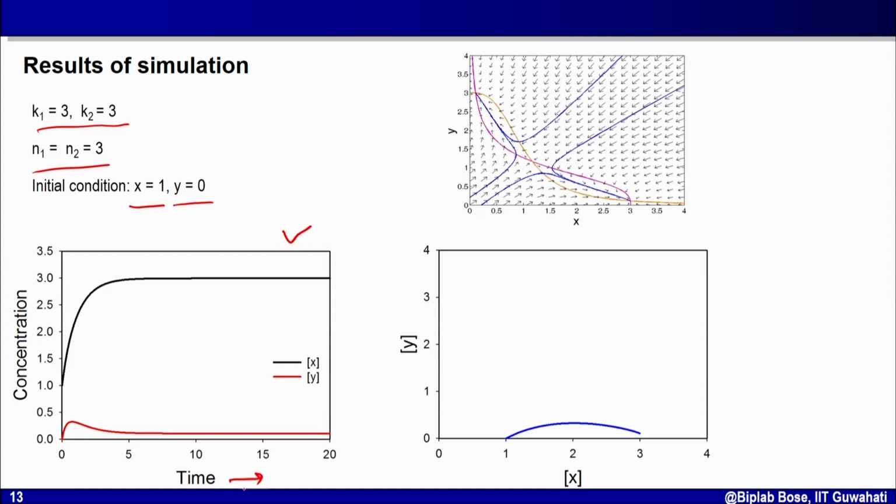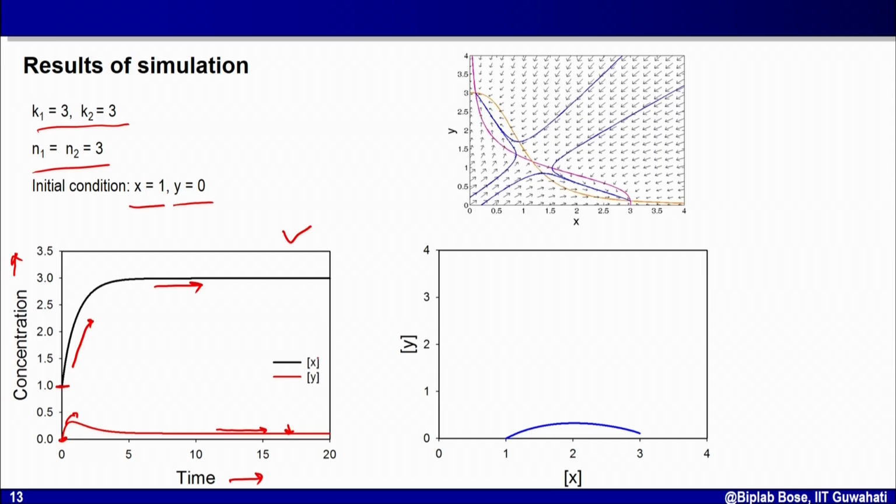So I have time on this axis and concentration of the proteins here. x is starting from this 1, this black line is showing the behavior of x, and it is increasing and then reaching the steady state near 3. Whereas y is starting from 0, rising slightly and then coming back to another steady state.